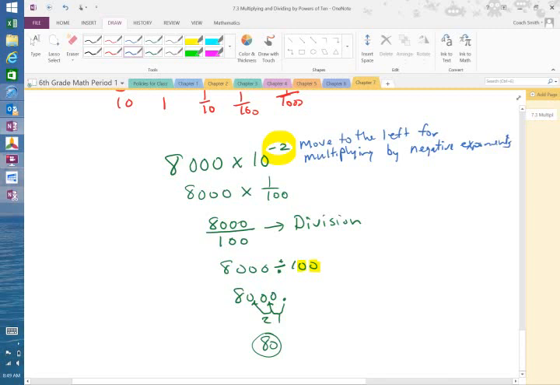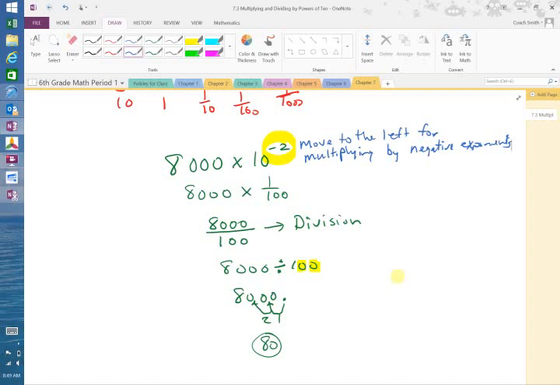Okay, we're going to move it to the left for a negative exponent when you're multiplying. Because isn't a negative exponent the opposite of a positive exponent? It is. Negatives and positives are opposite of each other. So if on a positive exponent we move it to the right, then for a negative exponent we have to move it to the left. Now, you won't have any negative exponents when you're dividing. You'll just have positive ones.